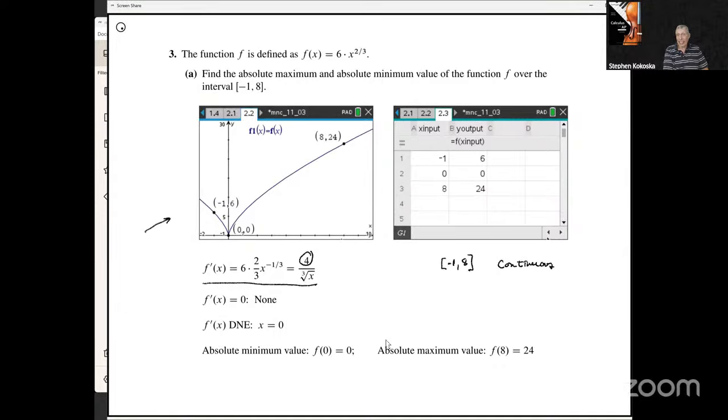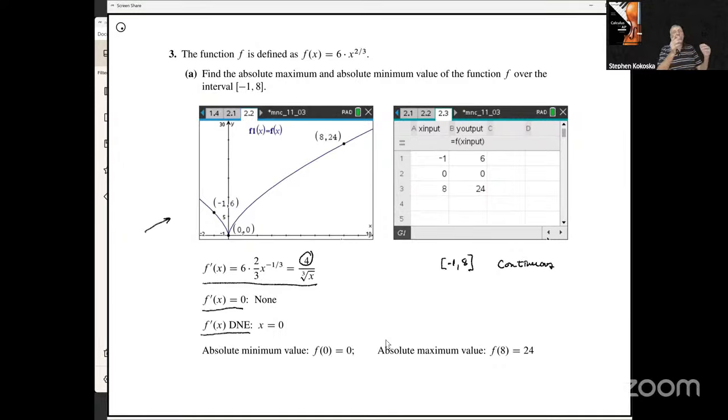In fact, I can see quickly by looking at that expression that it is undefined when x is equal to 0. This is kind of interesting. x equals 0 is in the domain of the function, but it's not in the domain of the derivative. So let me summarize this. Are there any places where the derivative is 0? No, there are none. Are there any places where the derivative does not exist? Yes, there is one, x equals 0.